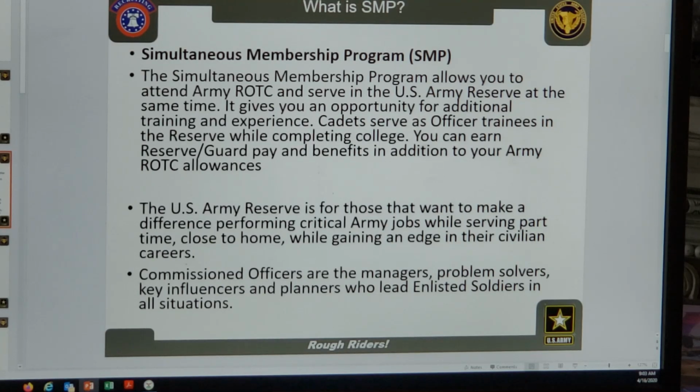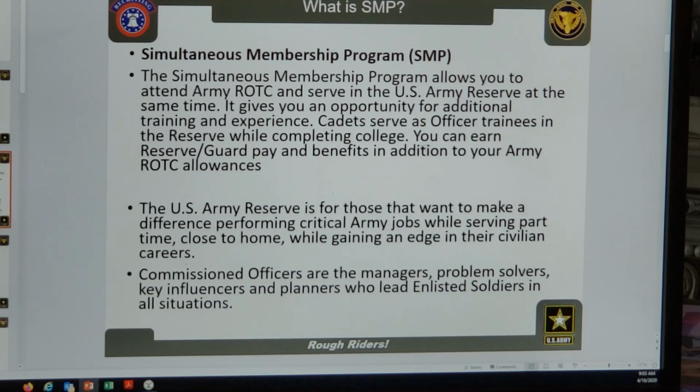All right, so what is SMP? For those of you that might not know, some of you might be new, some of you might not have really dug into this: Simultaneous Membership Program. It is somebody who, while attending ROTC, is also a part of the Army Reserve. They're doing it at the same time, simultaneously being a member of both pieces. It's a pathway to officership.